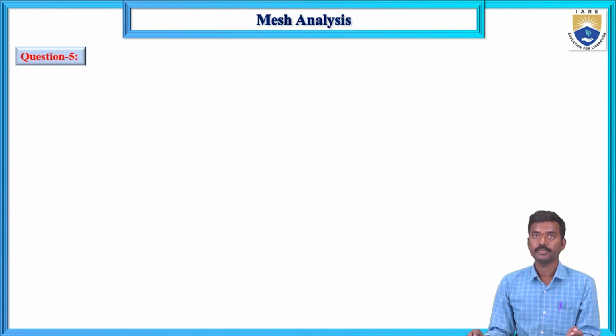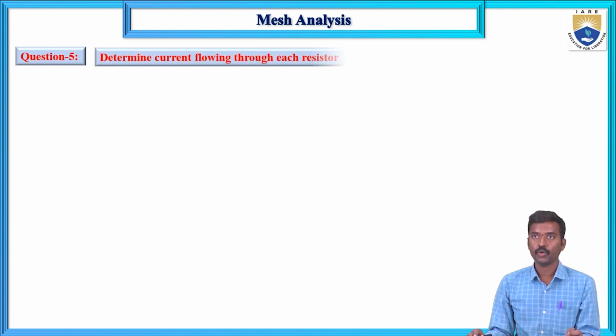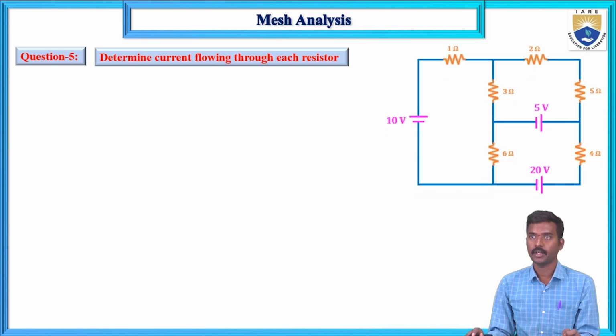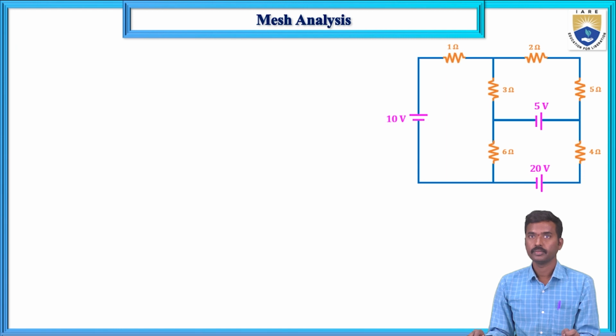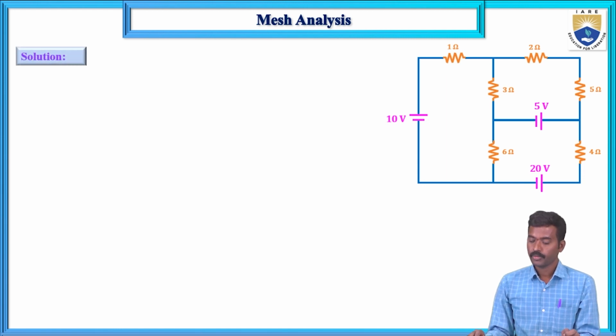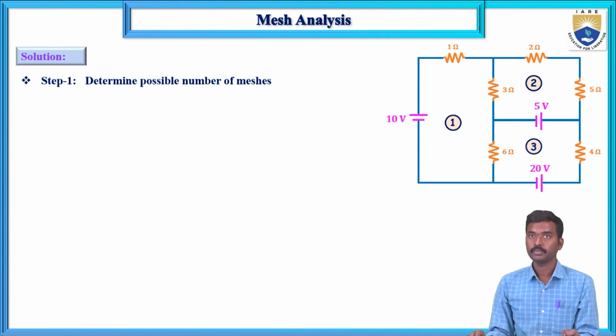Question number 5. Determine the current flowing through each resistor in this network. Same procedure, similar circuit. Solution for this: determine the possible number of meshes, I1, I2, I3. Mesh currents I1, I2 and I3 in clockwise direction.